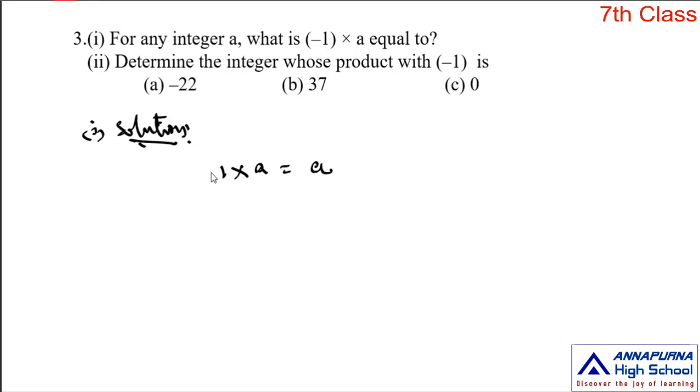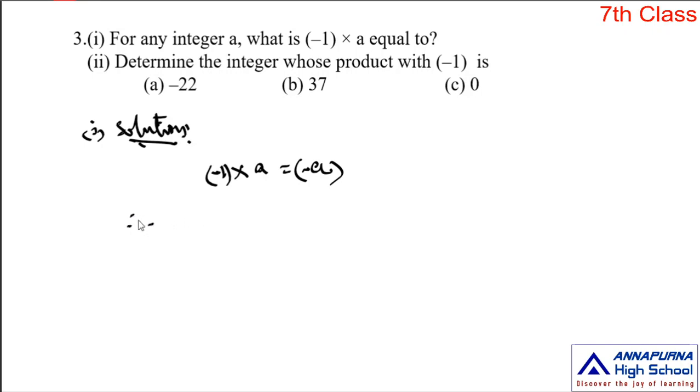Here minus 1 is there. So minus 1 into A, how much will you get? We get the additive inverse of an integer A. Why? Because here we are multiplying by minus 1. So that means plus A becomes minus A. So this is the answer. You can write it down.